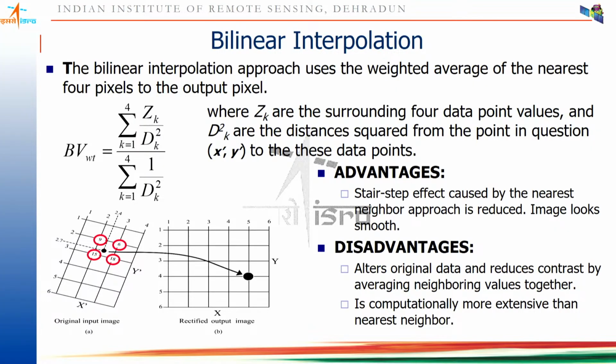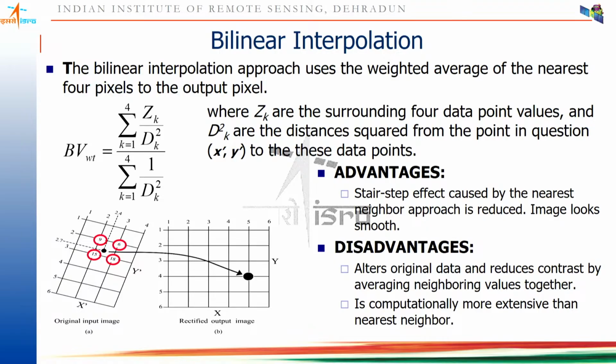So instead of simply looking at the nearest pixel, it looks at the 4 nearest pixels and takes the average of those 4. Right? So this will remove the blocky appearance or the stair-stepped effect which is caused by the nearest neighbor approach. So the image will look much smoother. Disadvantage is that you are computing a new value which is not there in the input value, right? So it will take more time to compute.